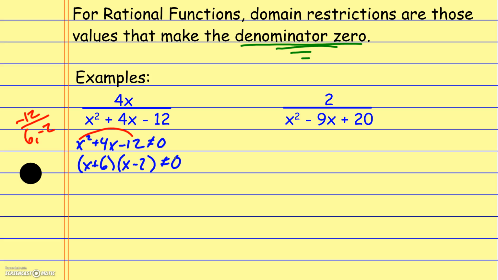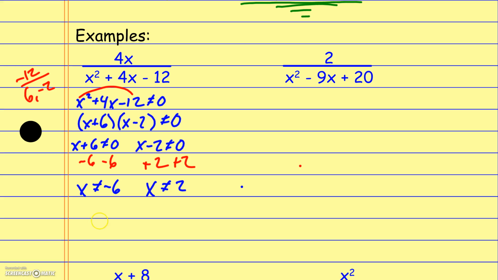And instead of equals 0, I just say does not equal 0. And now I set each factor equal to 0, or rather not equal to 0, as it were. I follow the same step, except that instead of having an equal sign, I have a not equal sign. And now I solve each. Here I subtract the 6 from each side, so I find out that x cannot equal a negative 6. Here I add the 2 to each side, so I find out that x cannot equal a positive 2. And I can sum this up and write it as x cannot equal negative 6 or positive 2. So I'm setting the denominator not equal to 0, and now I'm solving the same way I solved quadratics previously.